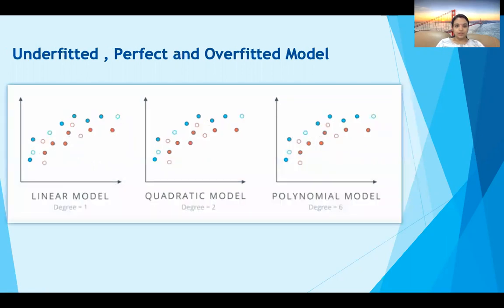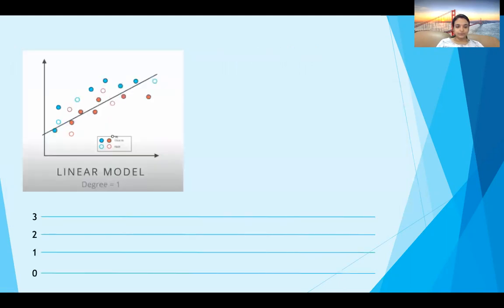Now we will split the data into the training and the testing set. Here the set of points which are colored at the center is the training set, and the set of points which are not colored at the center is the testing set. Let's start with the linear model. In this model, we will find the training and the testing error. Here this line separates the blue points from the red points.